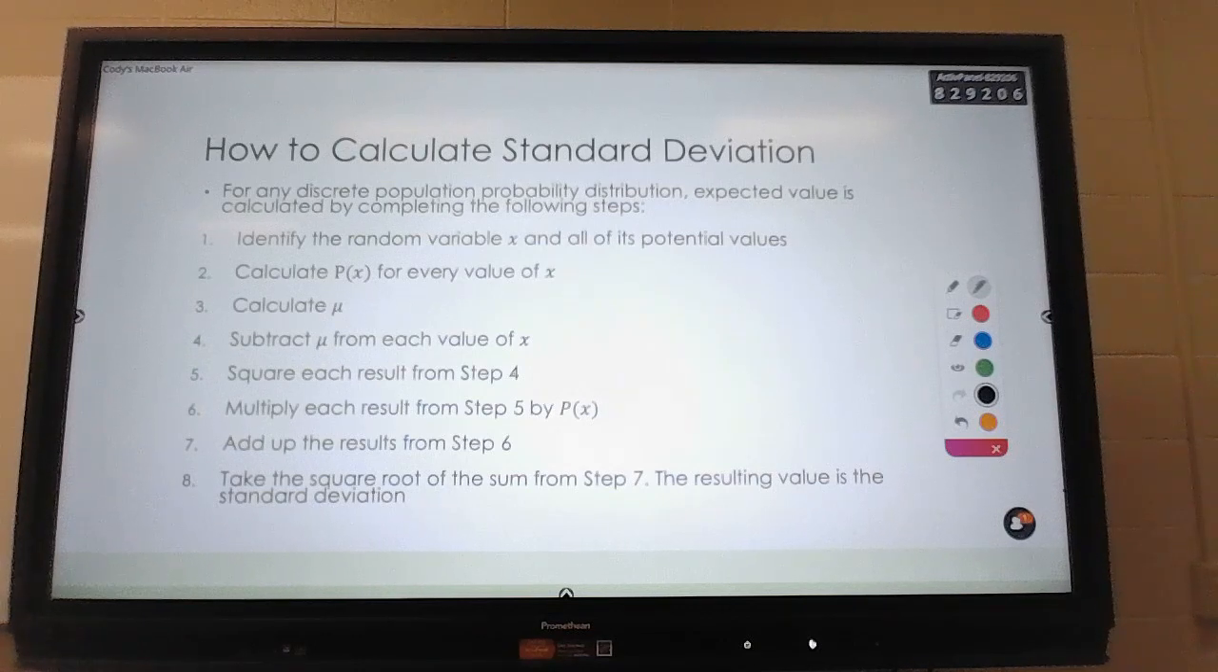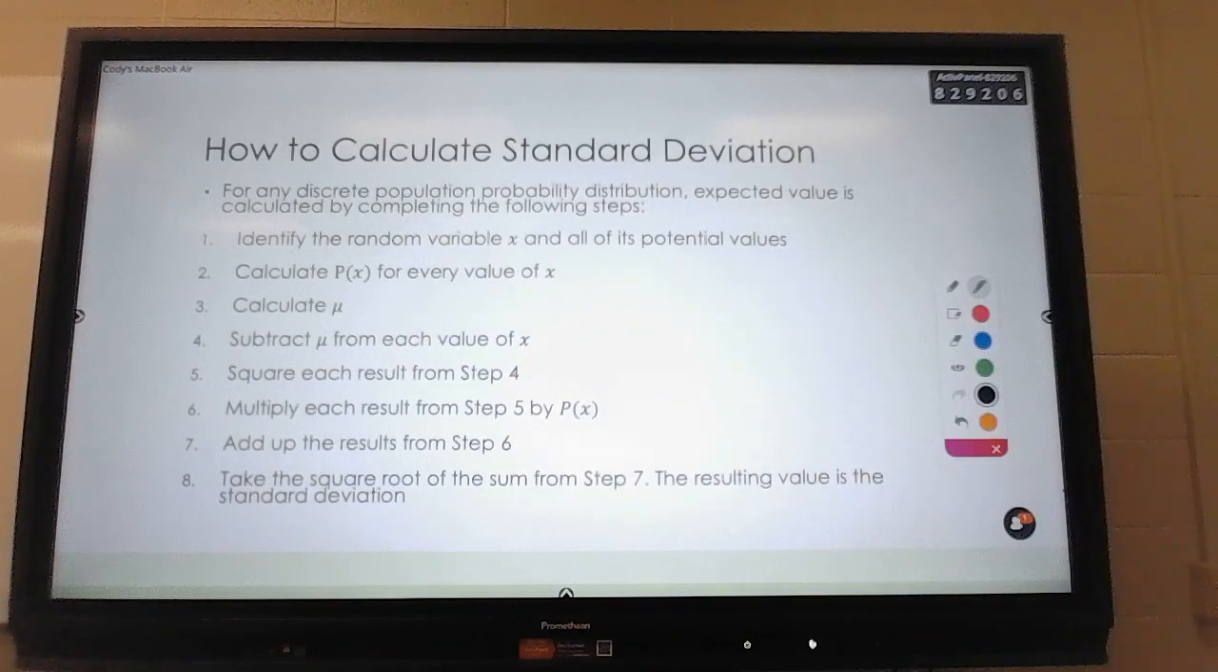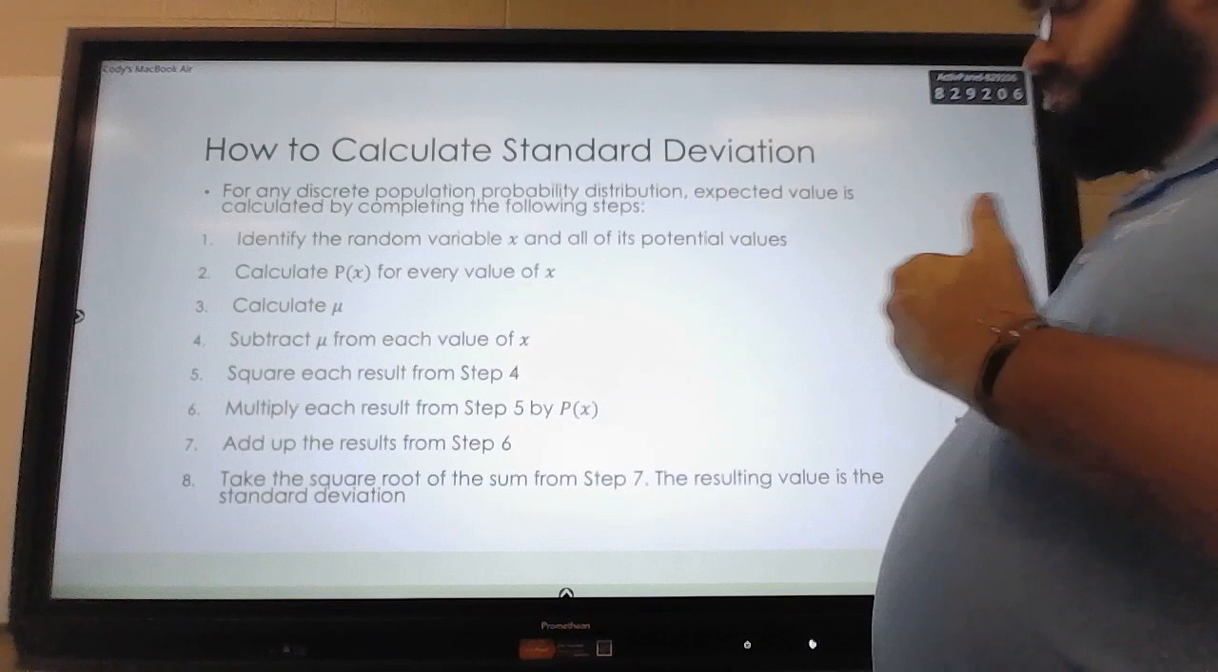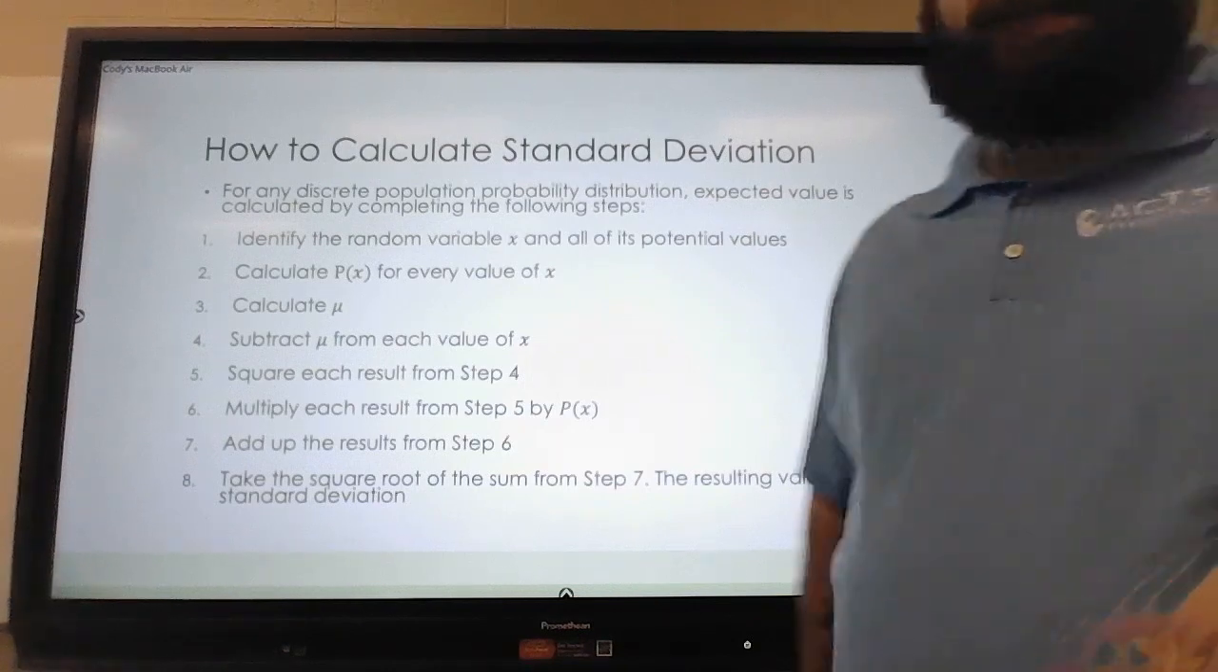And again, this is all expected value. You need expected value to calculate standard deviation, okay? So once you have the expected value, you subtract it from every value of x. Similar to how we did variance and standard deviation of raw data in chapter 3, we're going to square each of those differences. Then we multiply each of those results by its corresponding probability, add them up, and take the square root of the sum. Whatever you're left with is your standard deviation.